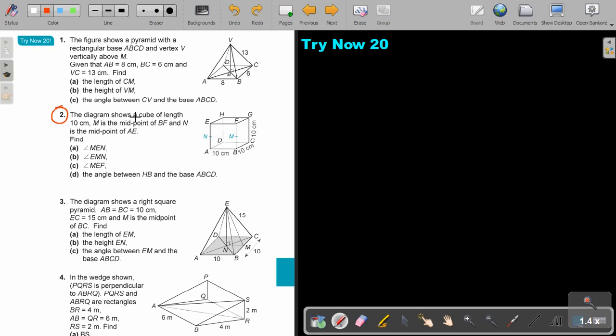Okay. The diagram shows a cube of length 10 centimeters, everything 10. M is the midpoint of BF. And N is the midpoint of AE. Find angle MEN. Okay, where is it now? Let's just find it, M, E, N, or N, E, M. I just want to draw an extra line in here.